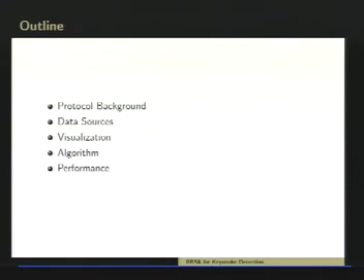To give you an outline of where we're going today, the first thing we'll do is take a brief look at some of the protocol background and how this impacts how we designed our algorithm. The second thing we'll do is take a look at the data sources we used for this project. Third, we'll go through some examples of the visualization tools and look at exactly how we were able to see these keystrokes. The fourth thing we'll do is walk through the algorithm step by step, and finally we'll take a look at the performance here.